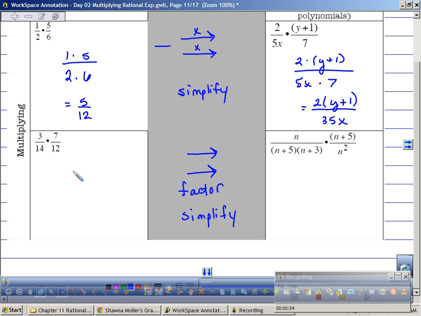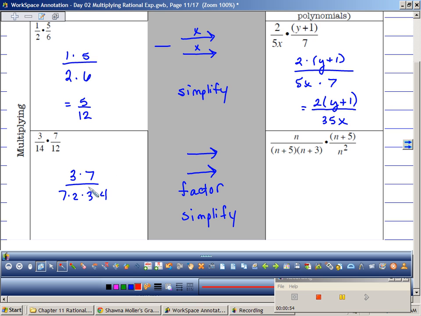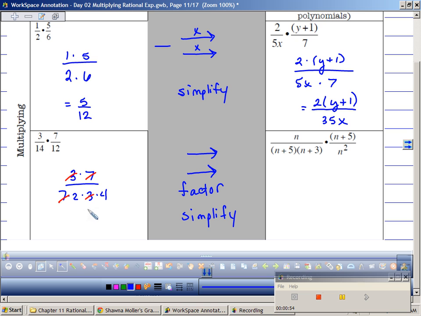So let's do that. 3 times 7, can't factor those, which is 3 times 7. Well, I can factor 14. How would I factor 14? 7 times 2, and how would I factor 12? 3 and 4. I'm paying close attention to what's going on in the numerator because I don't want to make extra work for myself. Instead of factoring 12 like 6 times 2, I look up here and go, oh, I'll factor it as 3 times 4. That way, these two cancel, and I'm left with, oh, something else cancels. 7 cancels. And I'm left with what? 1 over 8.